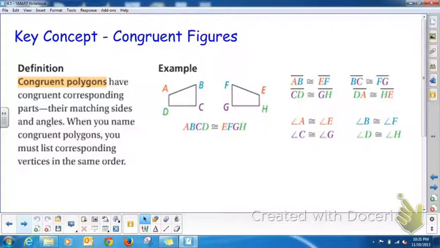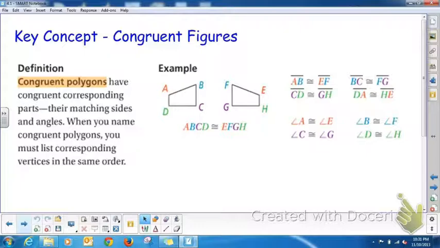A key concept of this section is congruent figures. The definition: congruent polygons have congruent corresponding parts. Corresponding parts means the parts that match. They're matching sides and angles. When you name congruent polygons, you must list corresponding vertices in the same order. So the ones that match have to be listed in the same order.